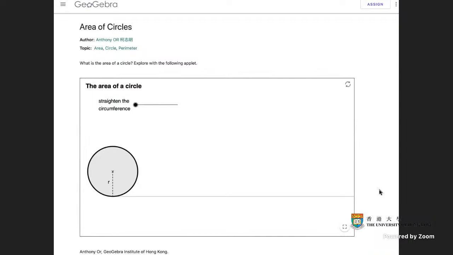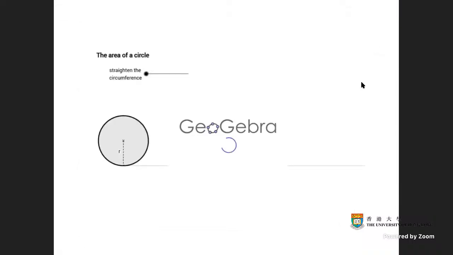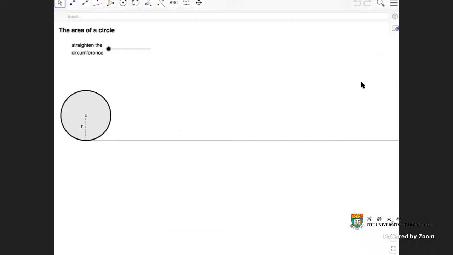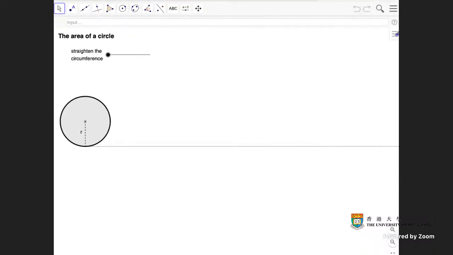In this video, I'm going to explain the formula for finding the area of a circle and also the method of doing so. Here is a GeoGebra applet, and you can open it in an app. Okay, so let's start now. You will see a circle on the screen, and here the circumference is highlighted.